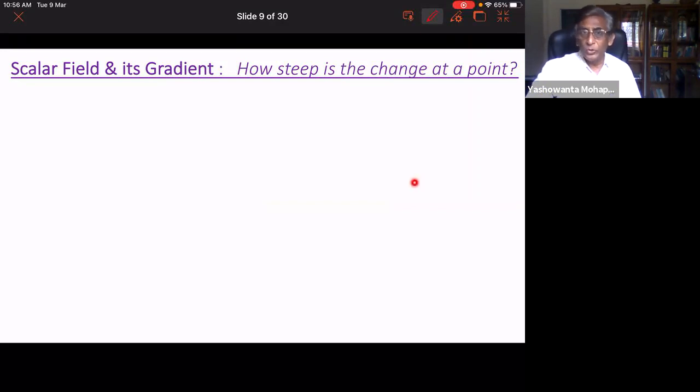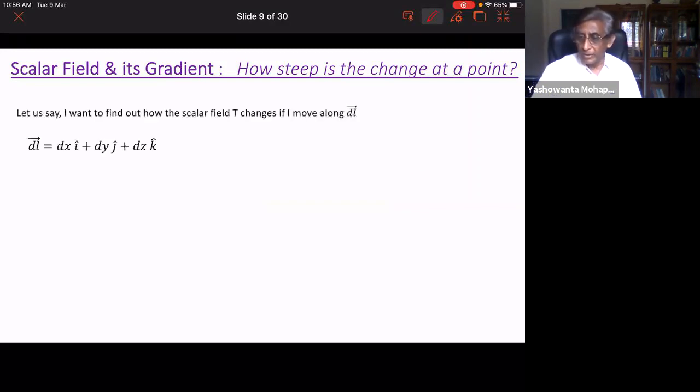So how do I know what the slope is? I ask how steep the change is at a point. Let's say I want to find out how the scalar field T, which could be temperature or height, changes if I move along any direction dl. dl is the differential length element in our notation.